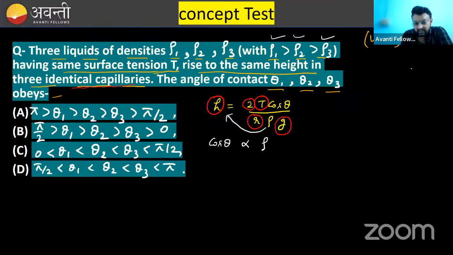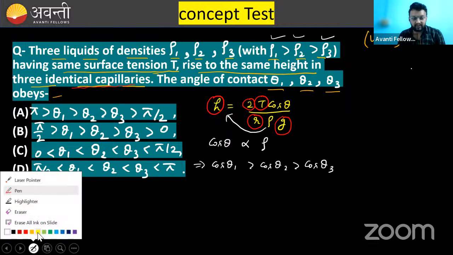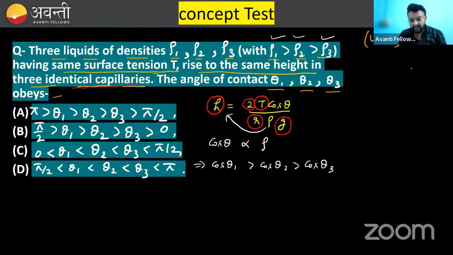So you can mention that cos theta 1 is greater than cos theta 2 is greater than cos theta 3. So this is the relation between the angles, but this relation is in terms of cos theta. But they are asking the relation between the angles theta themselves. So cos theta is a decreasing function. Cos theta is a decreasing function.